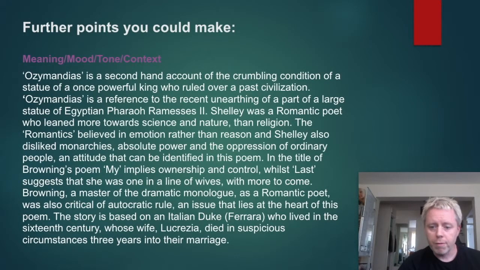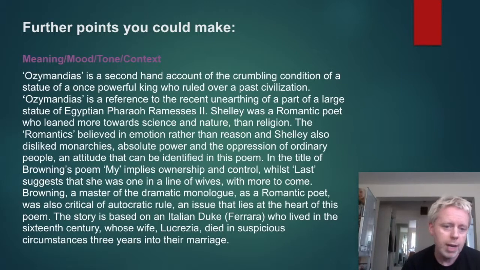So, further points you could make. Remember the SMILE format, so meaning, mood or tone and a bit of context here. This isn't written in paragraph form. You can pad this out a little bit. Ozymandias is a second-hand account of the crumbling condition of a statue of a once powerful king who ruled over a past civilization. Ozymandias is a reference to the recent unearthing of a part of a large statue of the Egyptian pharaoh Ramesses II. So a bit of context.